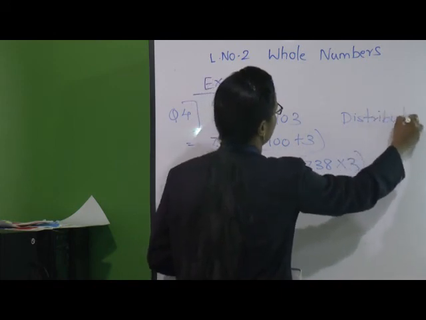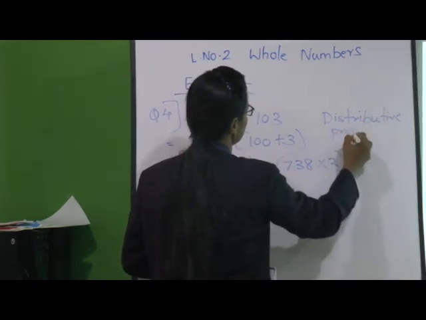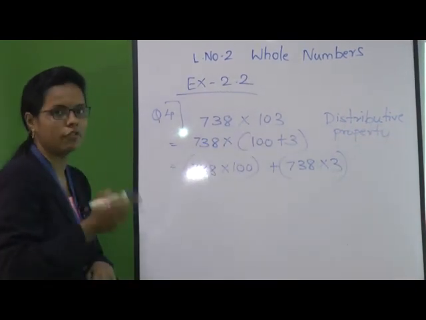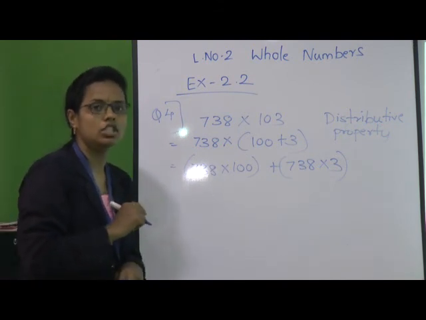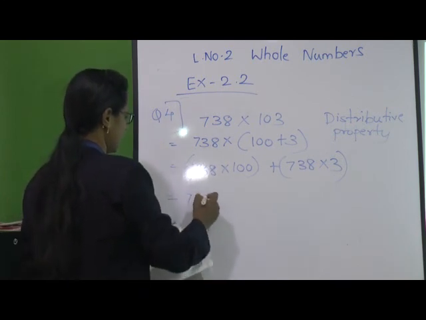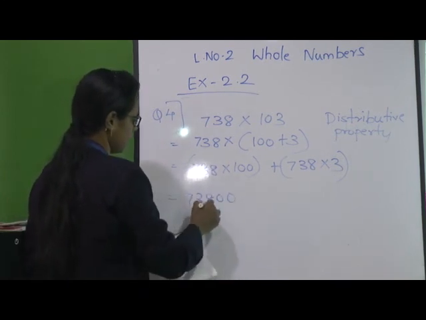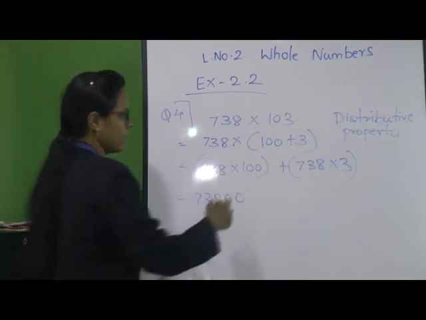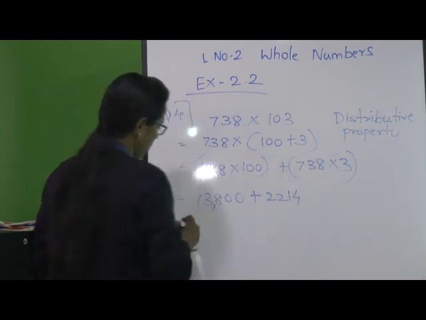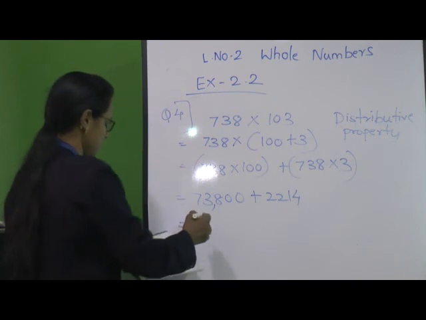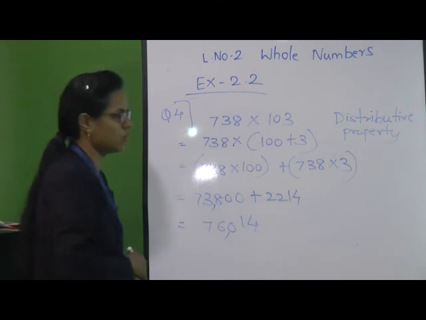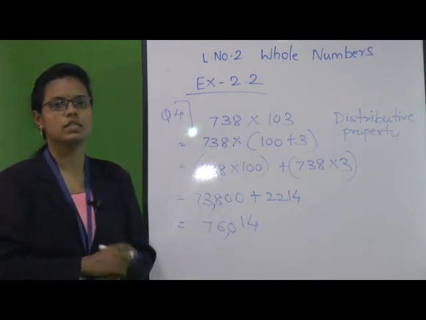Okay. Here we have used distributive property. Okay students, you have to remember which property we have used. 103 is expanded and distributed in two different numbers. So, we have used here distributive property. Okay. So, 738 multiplied by 100 is 73,800 and 738 multiplied by 3 is 2,214. Okay. When we add this we get 76,014. Okay. So, these were the example.